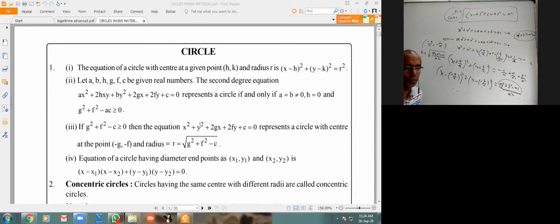Okay, so that's why this point is important. It represents a circle if and only if a and b are equal but not 0, h is 0, and g square plus f square minus ac should be greater than or equal to 0. And this is a circle for the center and radius mentioned. Now, the circle with x1, y1 and x2, y2 at the ends of a diameter. So besides center and radius, if the ends of a diameter are given, we can also find a circle.